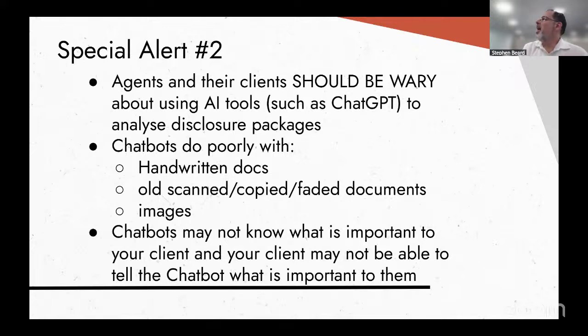Part of the skill we offer buyers is the ability to help our buyers know what's important to them and help our buyers to self-identify what's important so that they can make good decisions. The AIs will never be able to do that.